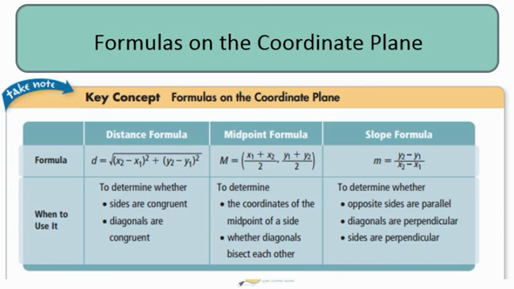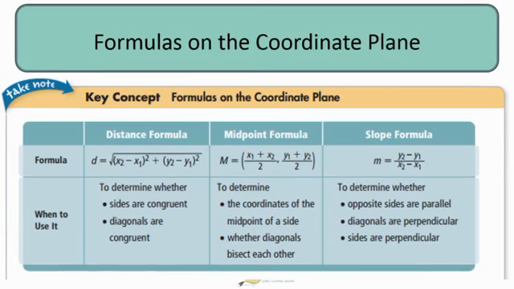Midpoint formula, to determine the coordinates of the midpoints of a side and where diagonals bisect each other. So if you have two diagonals and they do indeed intersect at the midpoints of each of those, then that is a specific type of quadrilateral, and you could classify that as a rectangle or as a parallelogram. And last but not least, you have the slope formula.